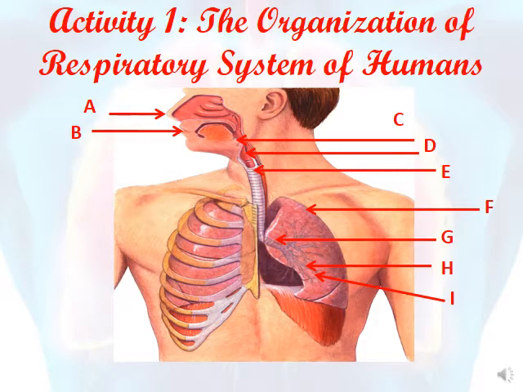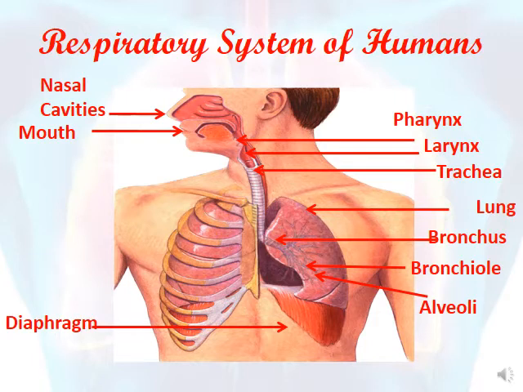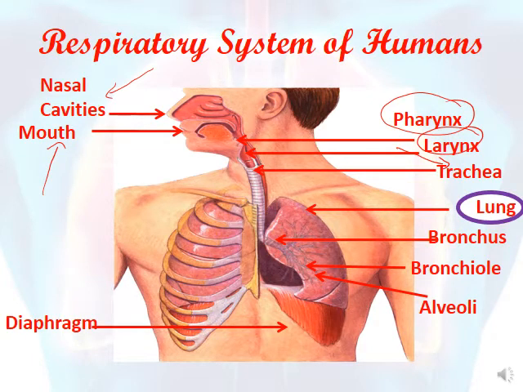First, you have to know the organization of the respiratory system of humans. What do we have? We have first the nasal cavities. We have the mouth, pharynx, larynx. We have the trachea. We have the lung, which is the most important organ. We have the bronchus, here the branches. We have the bronchioles, the small branches that move to the alveoli, which are the air sacs. And here we have the diaphragm, which is the muscle.